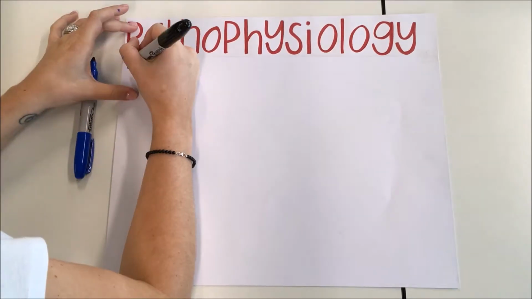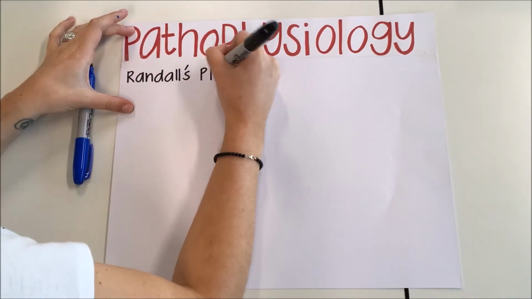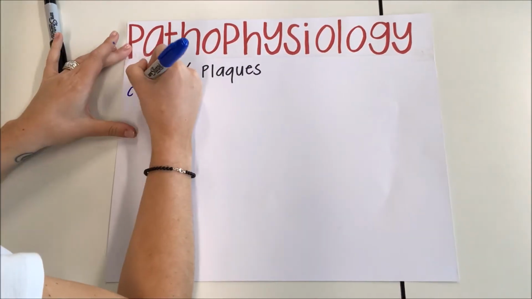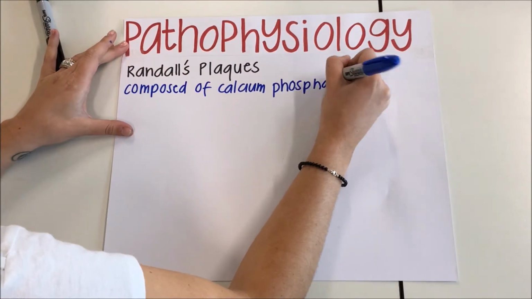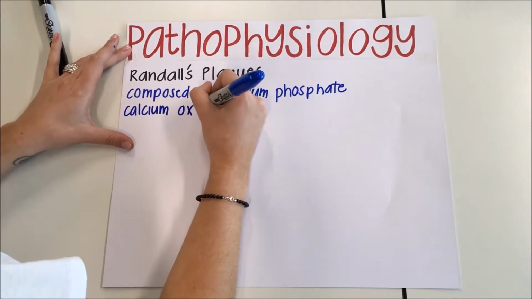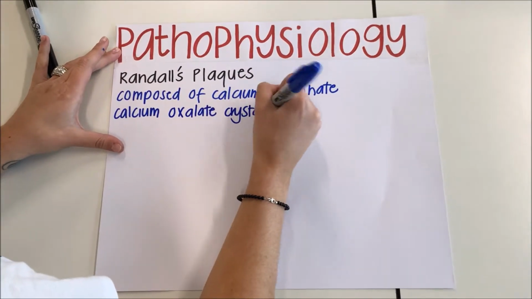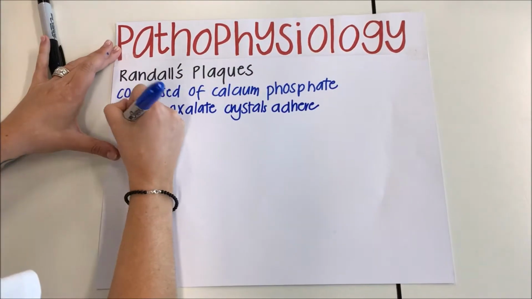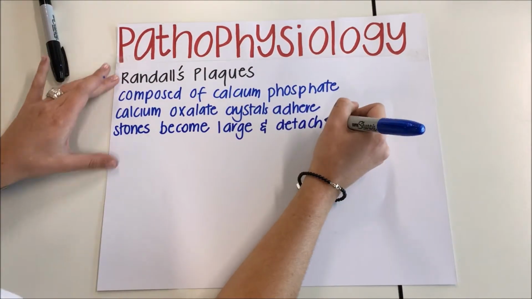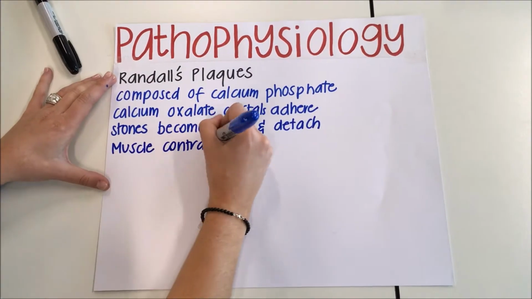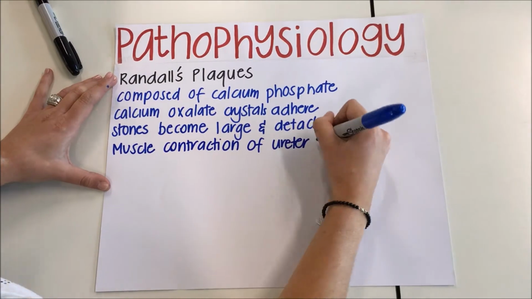It is believed that a papillary calcification is the nidus for many calcium oxalate stones, and these are called Randall's plaques. They are composed of calcium phosphate and allow adherence of the calcium oxalate crystals and subsequent stone growth. When the stone becomes large, it may detach and move throughout the kidney, aggravating the sensitive urothelium and causing damage.